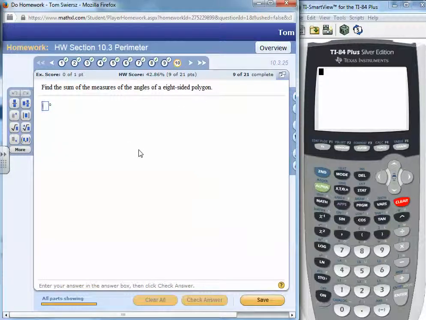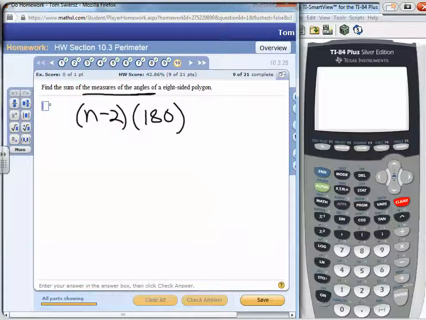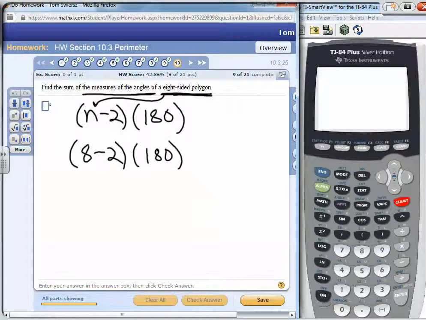Find the sum of the measures of an 8-sided polygon. Okay, now remember the first question. The sum of the measures of the angles is always the number of sides minus 2 times 180 degrees. 8-sided, of course, n is equal to 8. So we substitute in 8. The correct order of operations is do the subtraction first. 8 minus 2 is 6, and then 6 times 180.